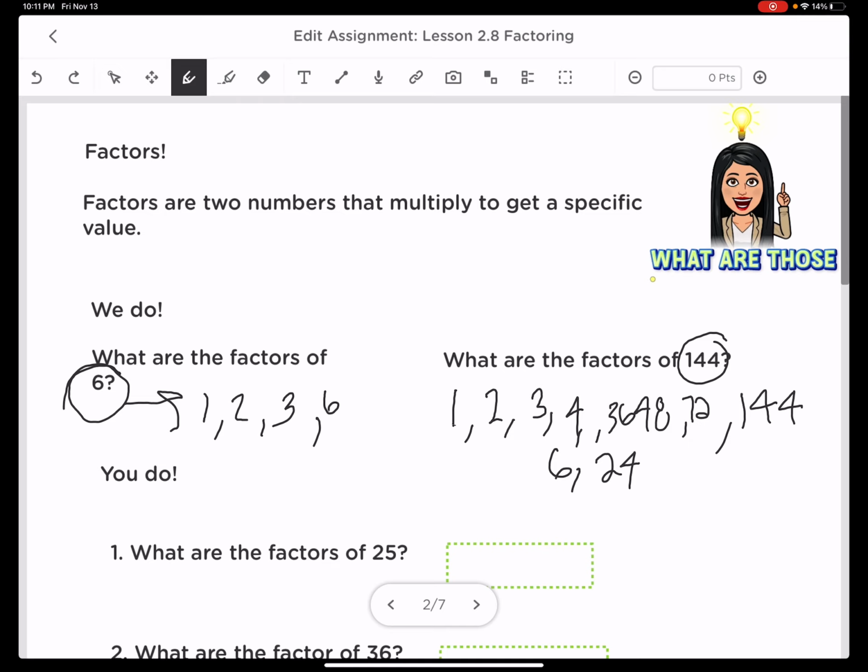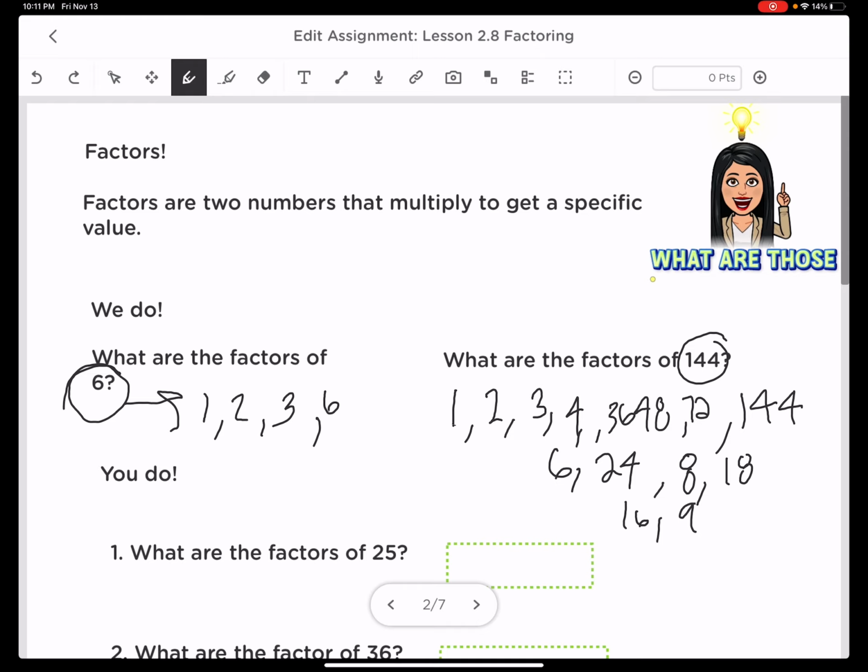Is it divisible by 7? Most likely it's not because it's an odd number. Is it divisible by 8? If it's divisible by 4, usually it will be divisible by 8. So it's 8 and 18. Is it divisible by 9? It actually is going to be divisible by 9. It's going to be 16 and 9.